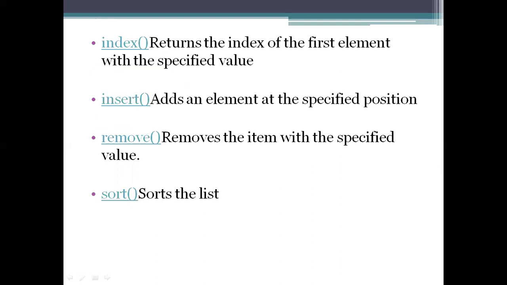Fifth is index. It returns the index of the first element with the specified value. Sixth is insert. It will add an element at the specified position. Seventh is remove. It will remove the item with the specified value. Last is sort. It will sort the list.